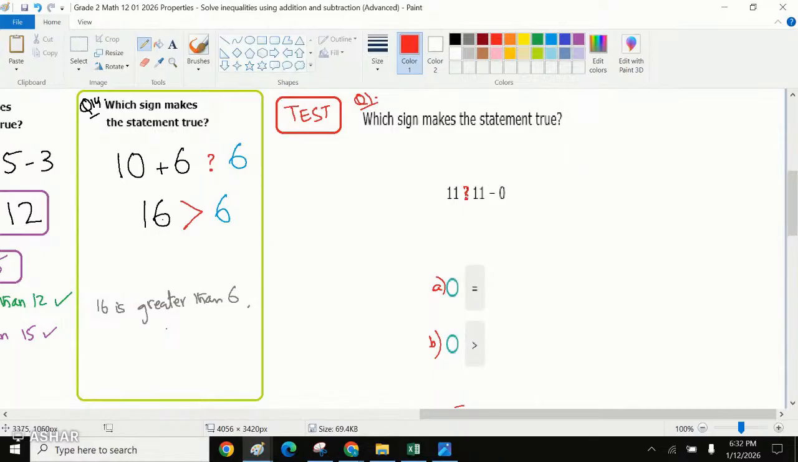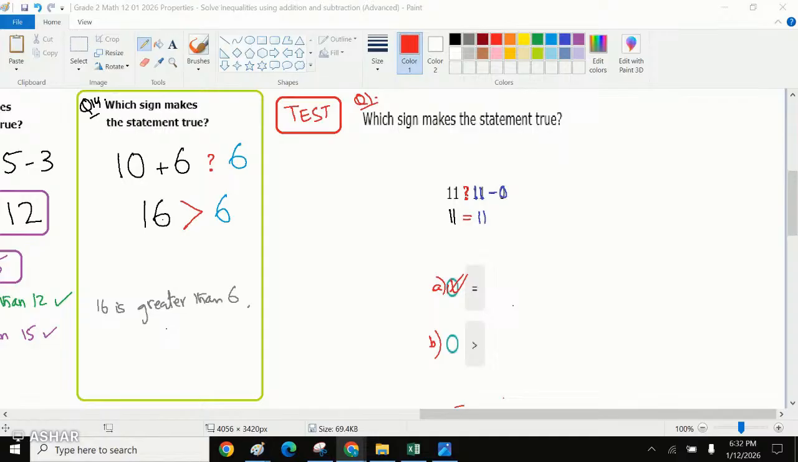So 11 minus 0, we know that this side is 11 minus 0. 11 minus 0 is 11. And on this side, it was 11, right? So if we have, yes, thank you, May. So if we have 11 and 11, that means it should be equal. That means option A is your correct answer, right? So let's click on option A.